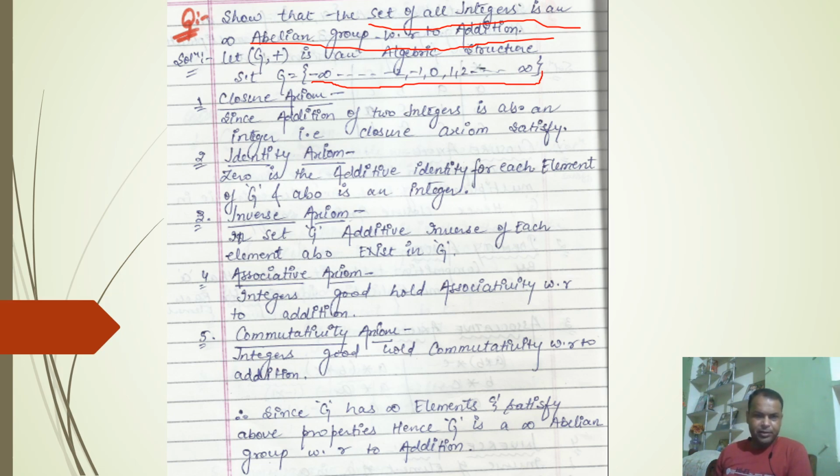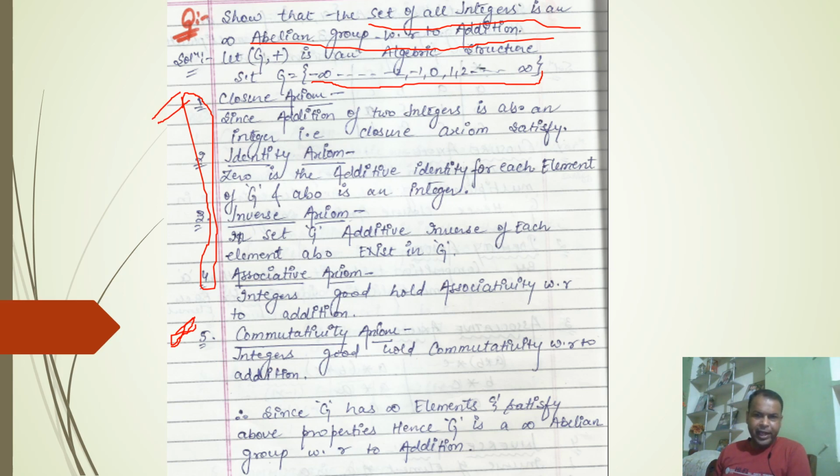So we will justify all 5 properties because we have to prove that this is an abelian group. So these 4 properties, 1, 2, 3, 4, are related to group, and this is the commutative property. This is the additional property which we have to prove for abelian group. Okay, student, first we will see the closure property.